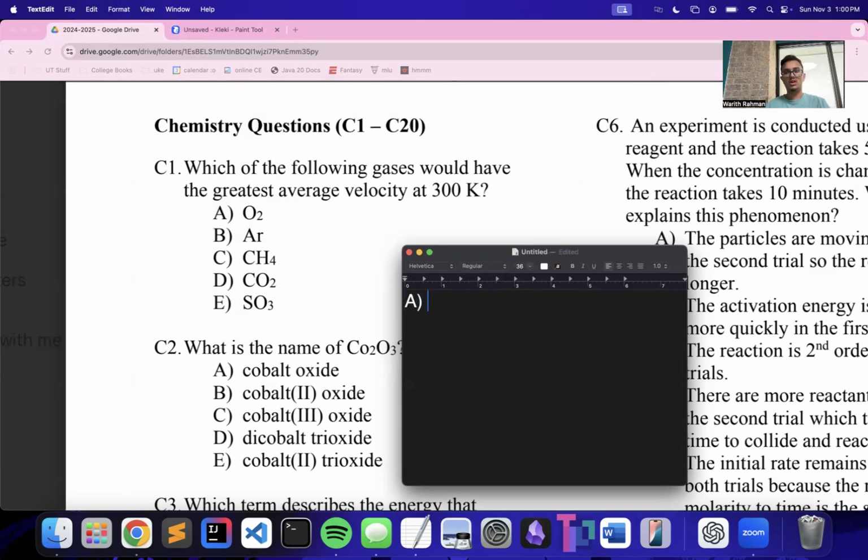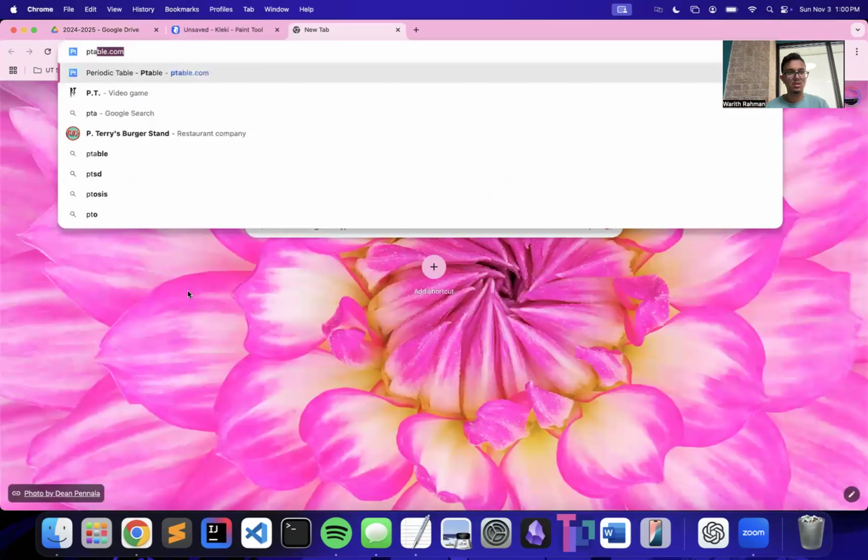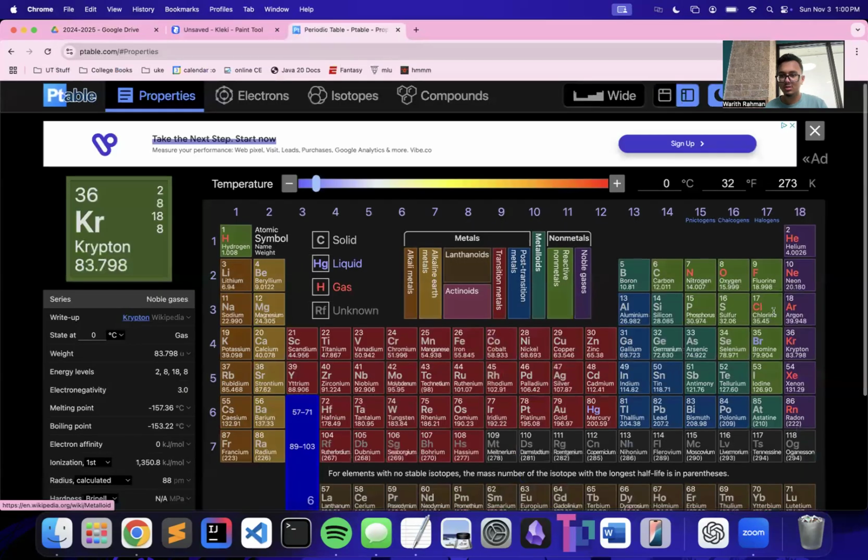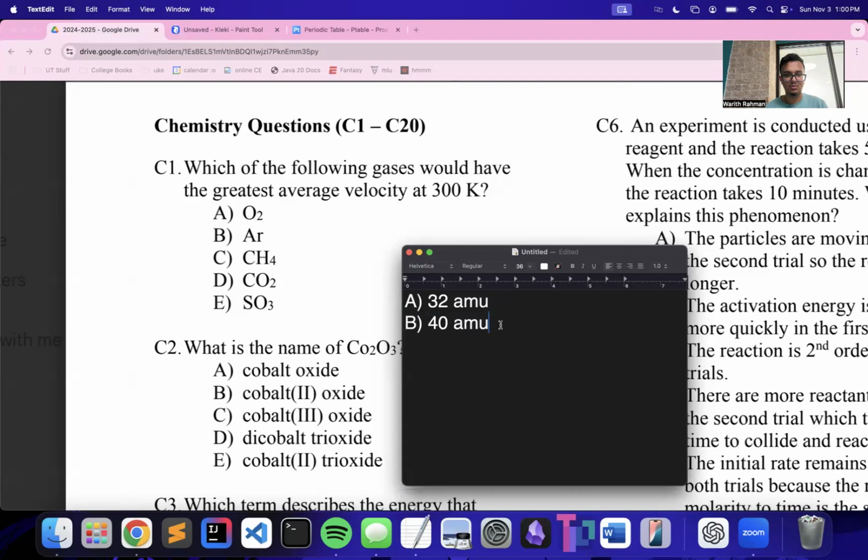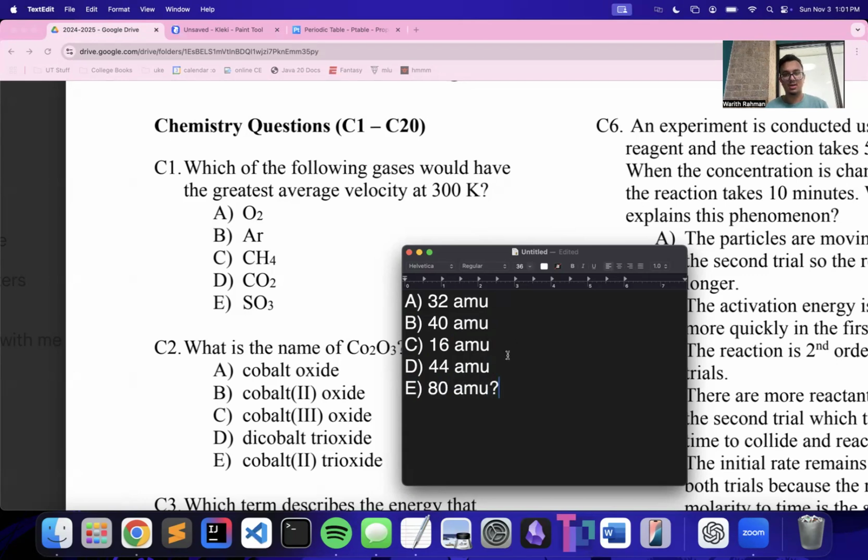So if we do all the molar mass calculations, let me increase the font here a bit. On the first one, we have two oxygen atoms, so that's gonna be 32 AMU. B, argon, if I remember, should be 40 AMU. I think that sounds right. I just went to the periodic table. They have a periodic table on here, but yeah, it's gonna be 40 AMU. CH4 should be 16. CO2 is gonna be 44. And then SO3 is gonna be, I think, around 80, something pretty high. So our answer here is just gonna be C, methane, aka CH4.